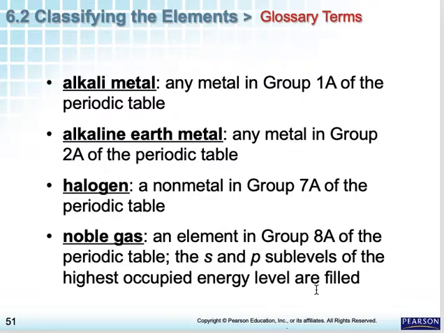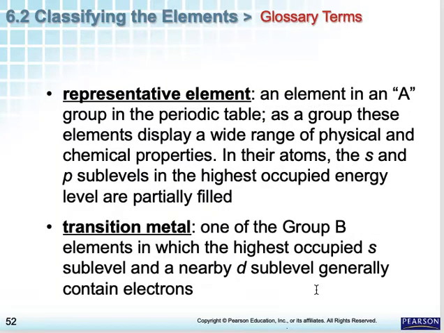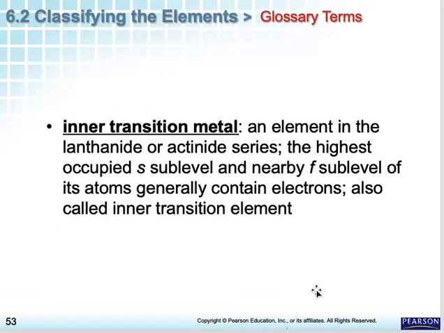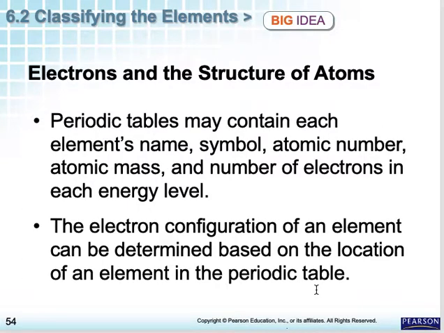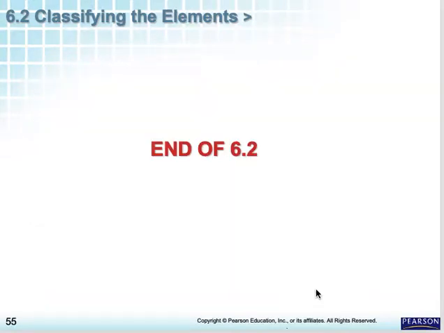And our vocab: alkali metal, alkaline earth metal, halogen, noble gas, representative element, transition metal, and inner transition metal. The big idea: the periodic table contains each element's name, symbol, atomic number, atomic mass, and number of electrons in each energy level. The electron configuration of an element can be determined by its position or location on the periodic table.